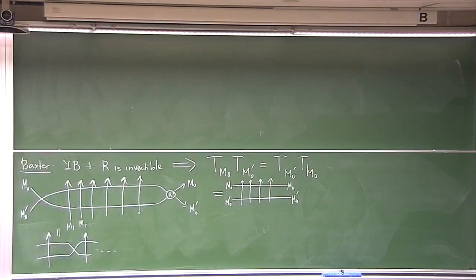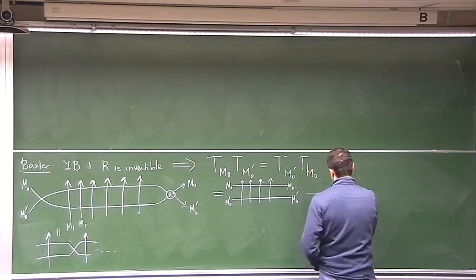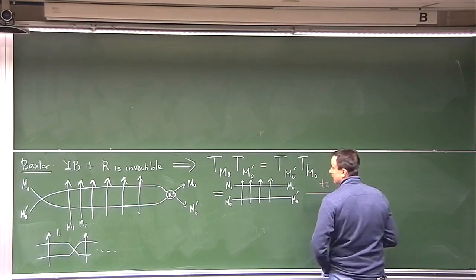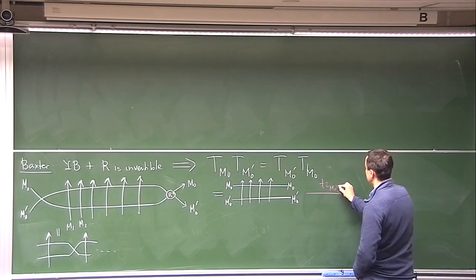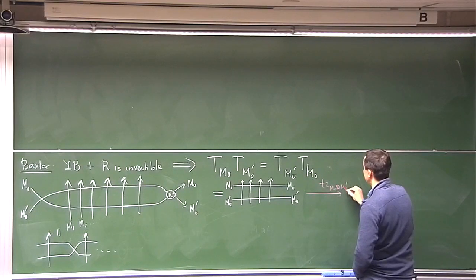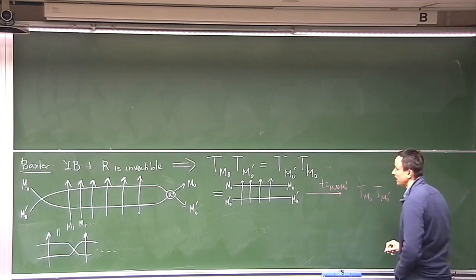The transfer matrix is when I take this expression and take its trace. Now I haven't taken the trace yet, but I can now take the trace. If I take the trace over M0 tensor M0 prime, then I'm going to get T M0 T M0 prime.